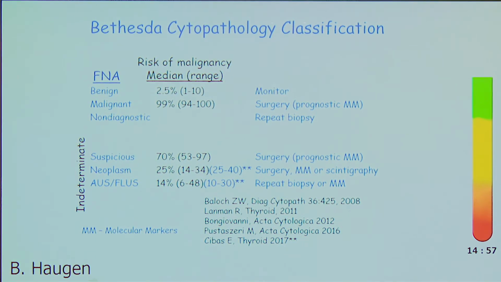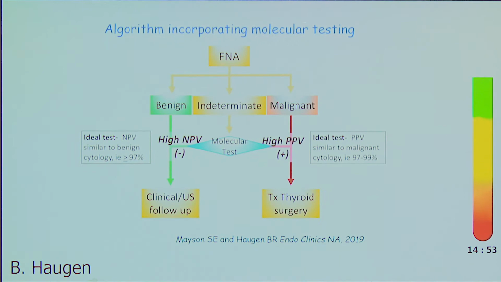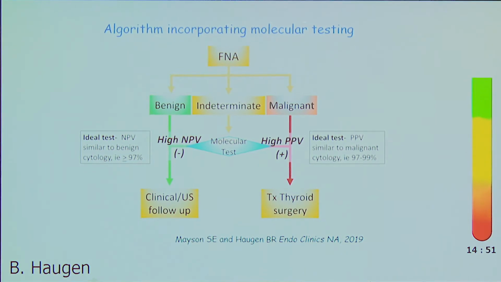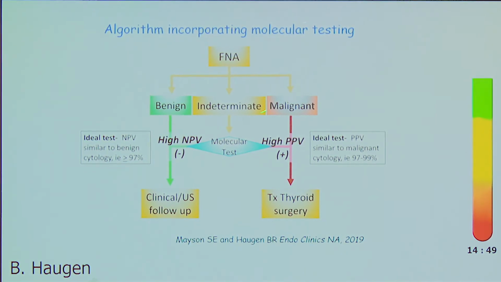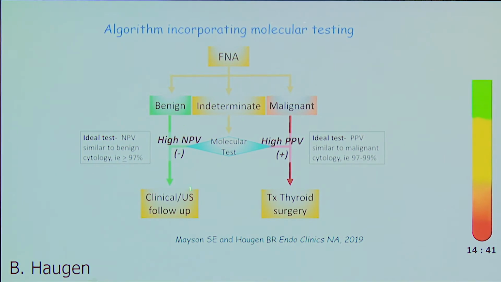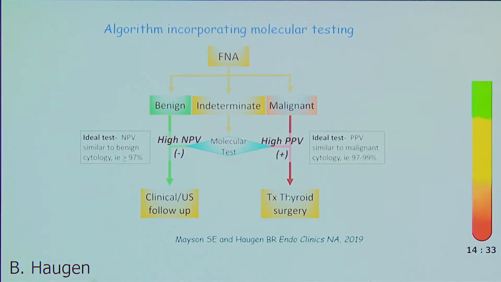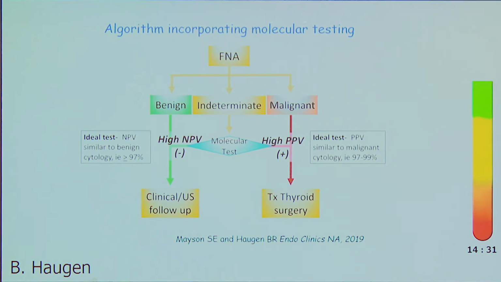subclassifications with Bethesda. So now with molecular testing, what we can do is basically take some of these indeterminates, and if we have a test with a high negative predictive value or sensitivity, that if it's benign, we can have the clinical follow-up just like a benign cytology. If it has a high positive predictive value and specificity, we can treat it as a malignant cytology and go to a therapeutic thyroid surgery, not diagnostic.